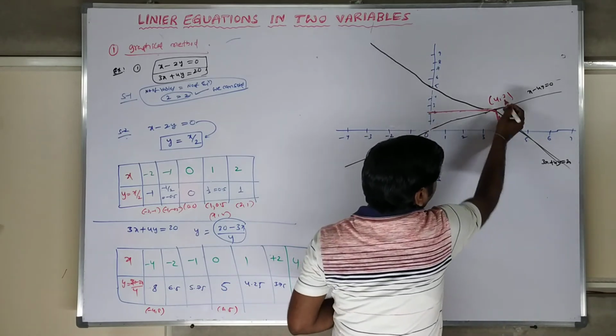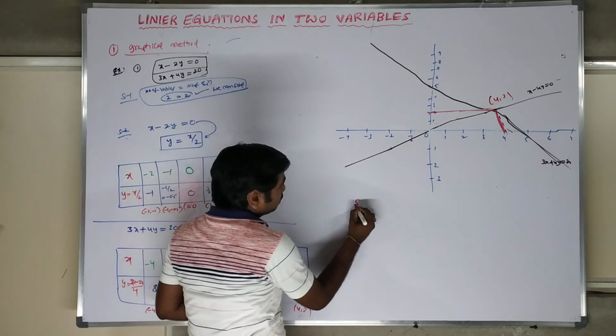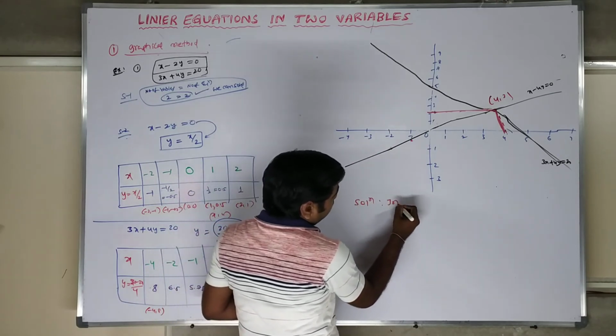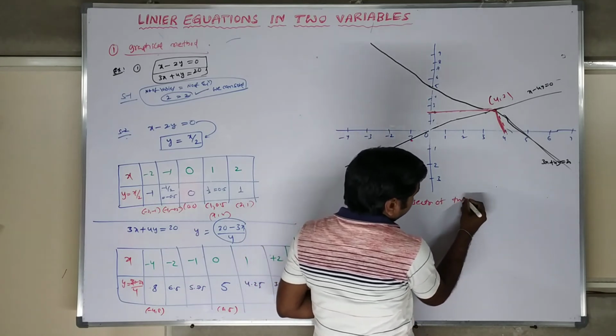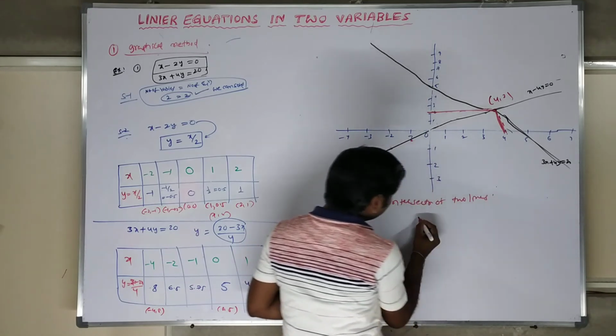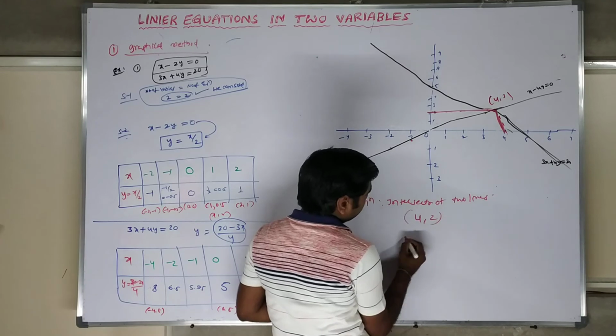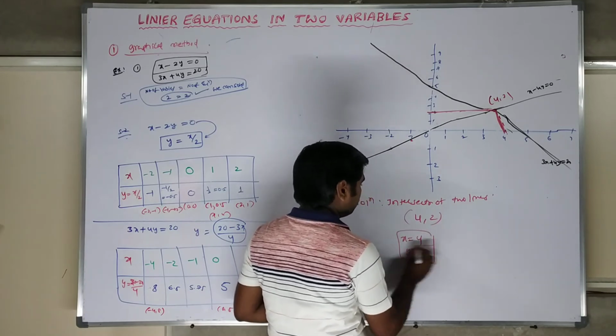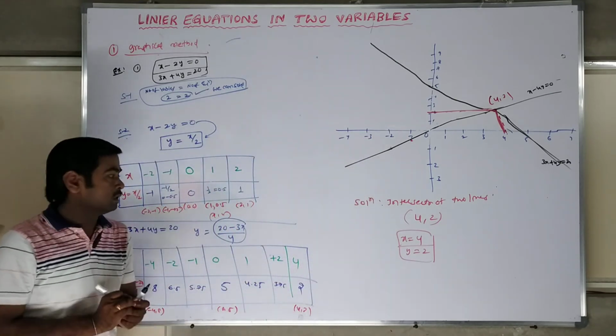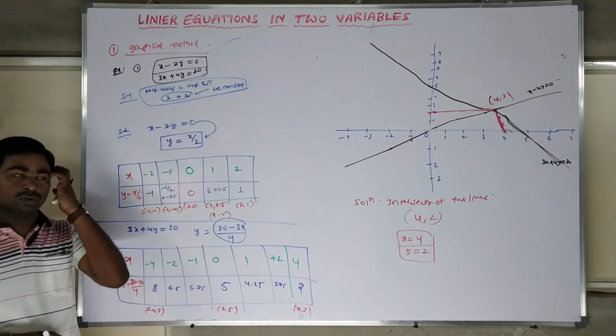So the intersecting point is (4, 2). So the solution is the intersection of two lines. We are getting the intersection at (4, 2). So x is equal to 4 and y is equal to 2. This is the solution for the given equations by using your graphical approach.